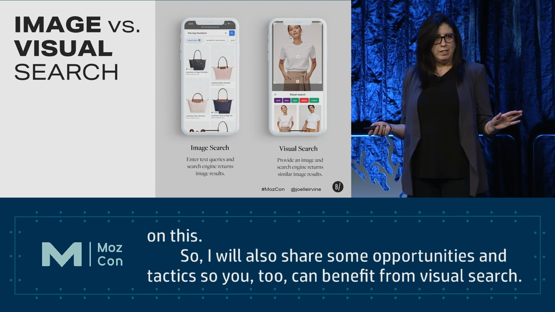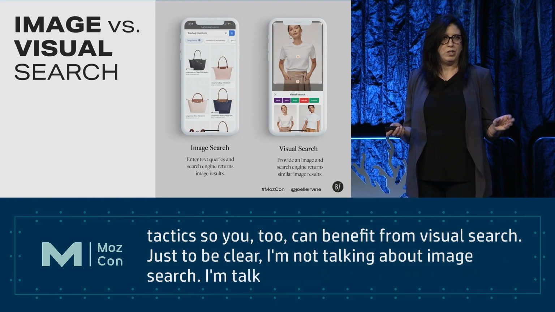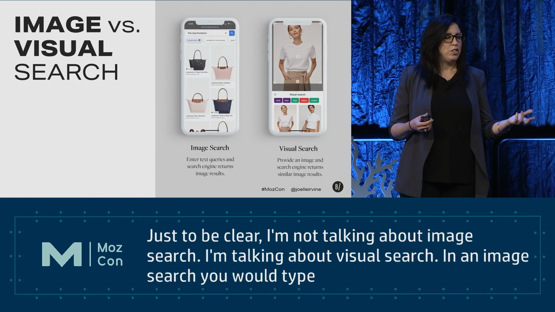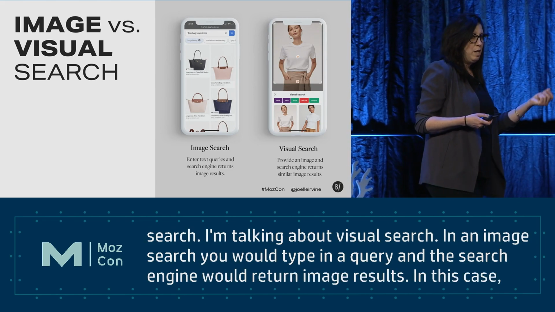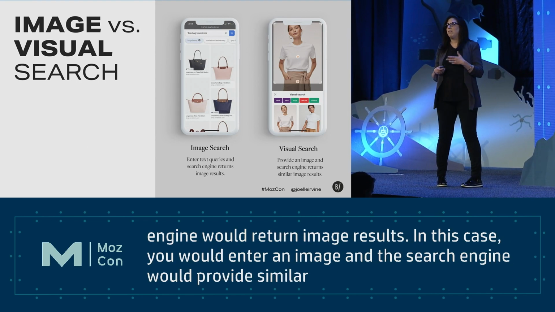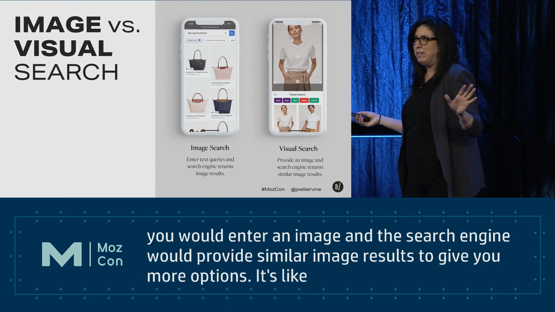So just to be clear, I'm not talking about image search, I'm talking about visual search. In an image search, you would type in a query and the search engine would return image results. In this case, you would enter an image and the search engine would provide similar image results to give you more options. It's like Shazam for images.